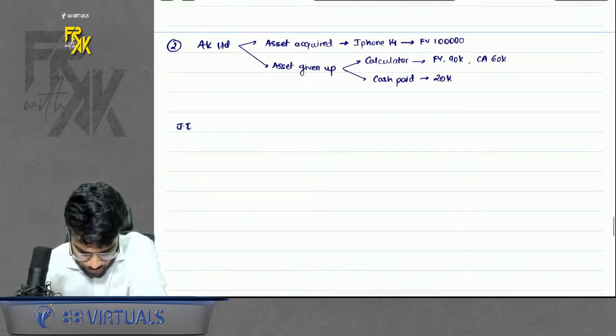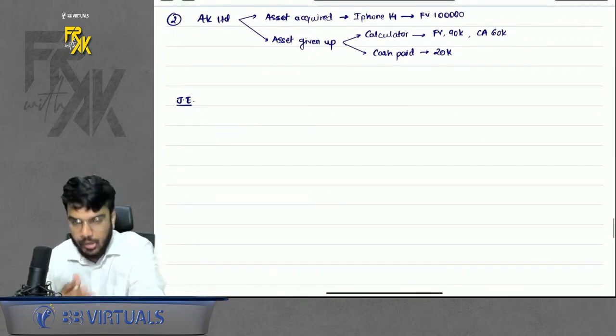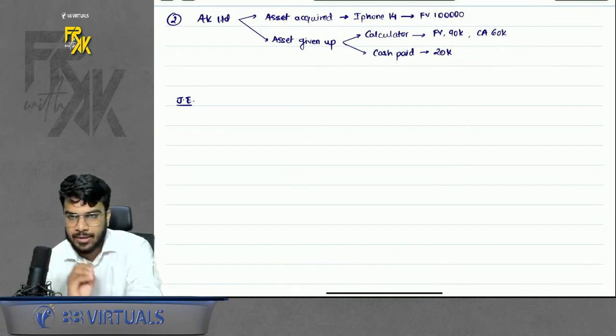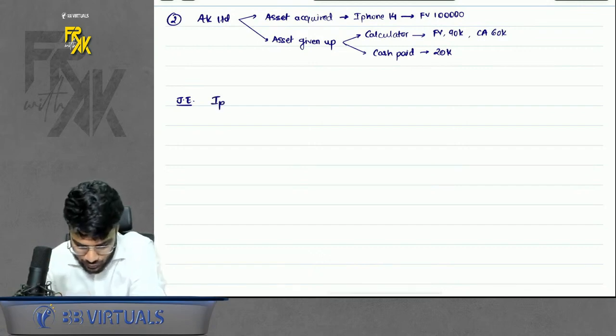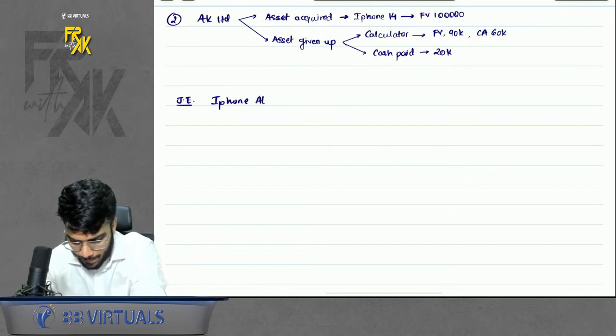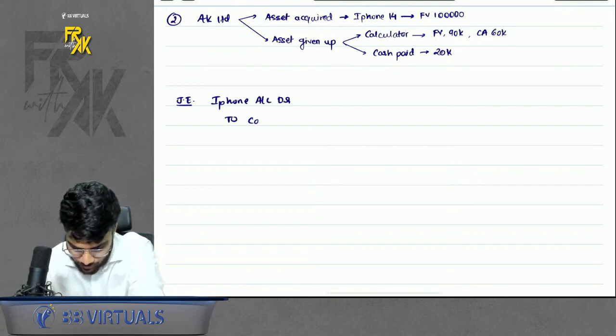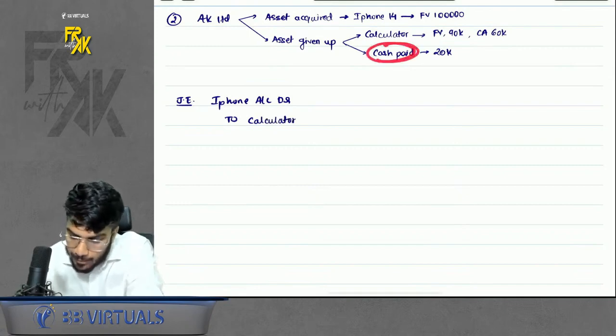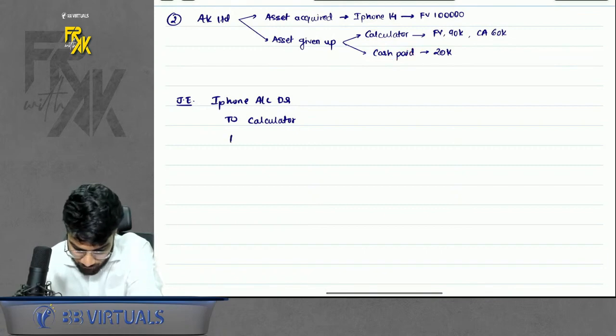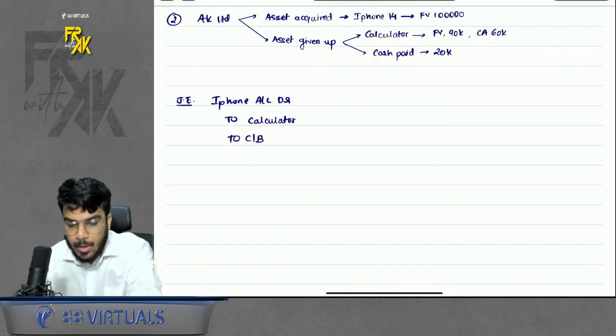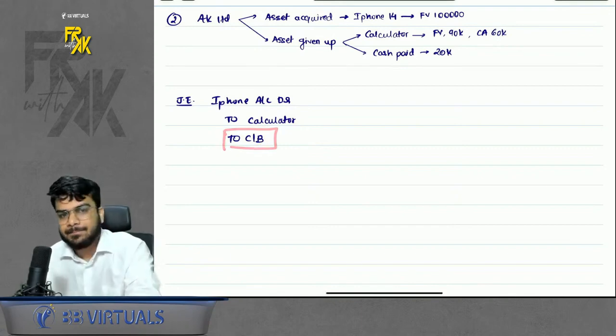So what will be the journal entry? First, always pass the journal entry. Which is the incoming asset? You will say iPhone account debit. And which are the outgoing assets? You will say to calculator. But you forgot one thing. Even though we are paying cash, we will also have to credit cash/bank, because we are paying some cash as well. Most of you might have forgotten this.